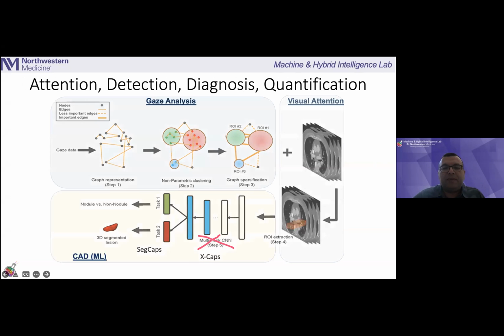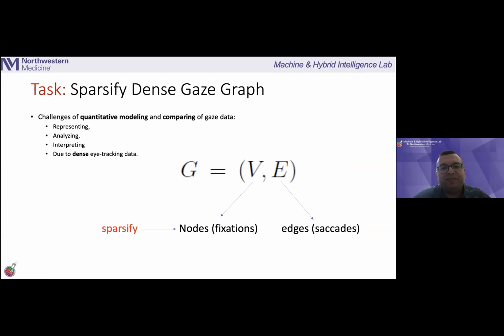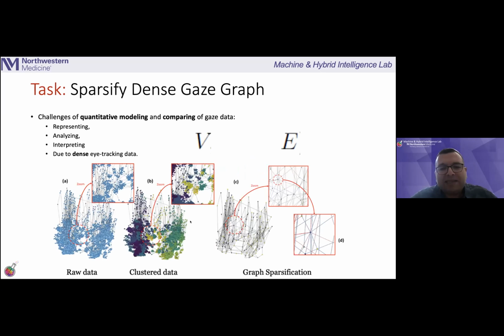So there are three portions here: the gaze analysis, the machine learning part, and the visual attention part. The attention part is coming from different radiologists, and we consider this like biological attention. Like I said, now you have nodes. These are the fixations, and the edges, the saccades, need to be sparsified. One example here is that the closest nodes represent the same region.